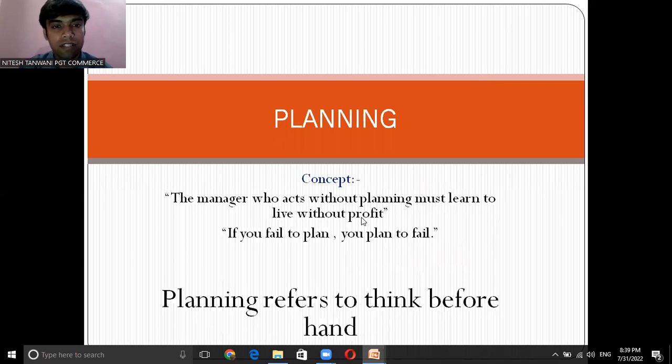Planning. What is the concept? The manager who acts without planning must learn to live without profit. So it is very important to plan before doing an action. If you fail to plan, you plan to fail. That's why planning is the first and foremost function of management. Planning refers to thinking beforehand what to do, how to do, when to do.